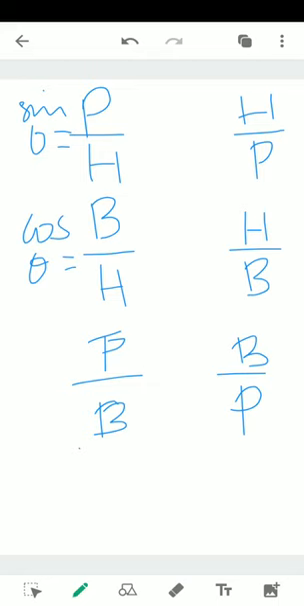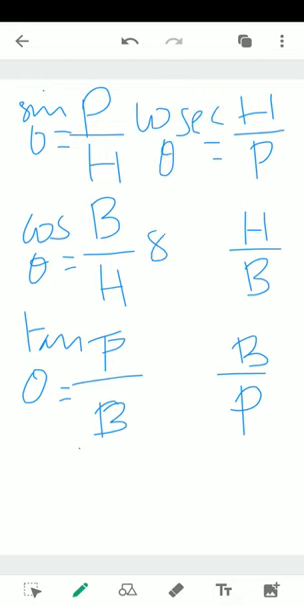This is called your tan theta. This is just the name of the ratios. It has been given tan theta. This is called your cosec theta. This is called your sec theta. This is called your cot theta. So these are the ratios that I have.